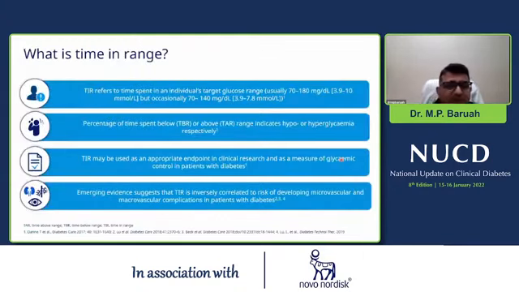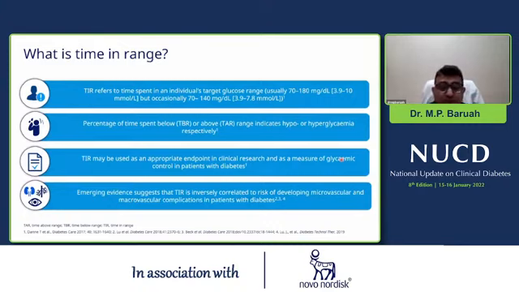So how do you define time in range? Time in range refers to the time spent in an individual's target glucose range. Usually, it is defined as 70 to 180 milligram per deciliter. That's a broad range. If you want to narrow it down to a very tight range, that is 70 to 140 milligram per deciliter. The percentage of time spent below, that is TBR, and time spent above, that is TAR, the range indicates hypo and hyperglycemia respectively. So we don't want too much time spent in either TBR or TAR.